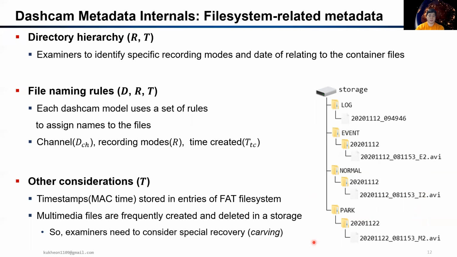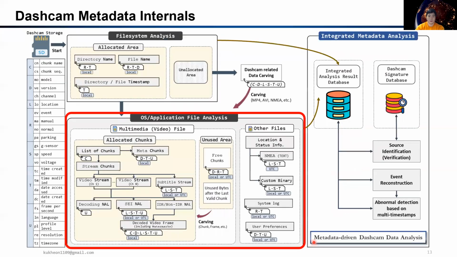Third, other considerations. Timestamps are stored in FAT file system entries. It will be useful for forensic purposes. For example, creation timestamps can be used as a factor to determine whether a file was normally created by a dashcam or copied from an external system. Moreover, due to the nature of 24 hours and 7-day operation, multimedia files are frequently created and deleted in a storage device. So examiners need to consider a carving process for deleted data.